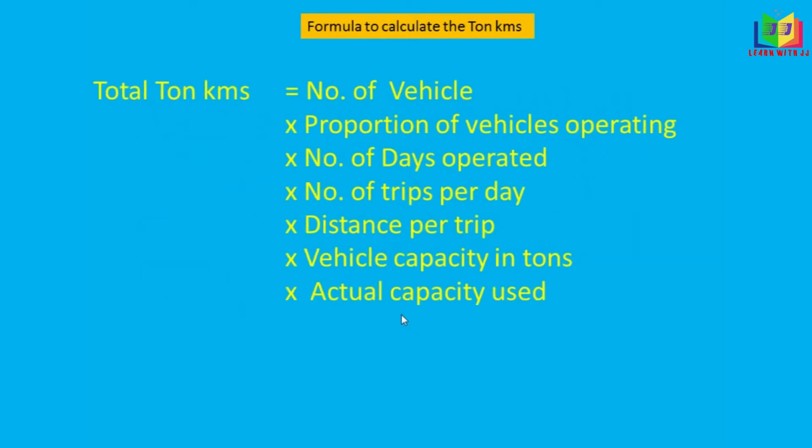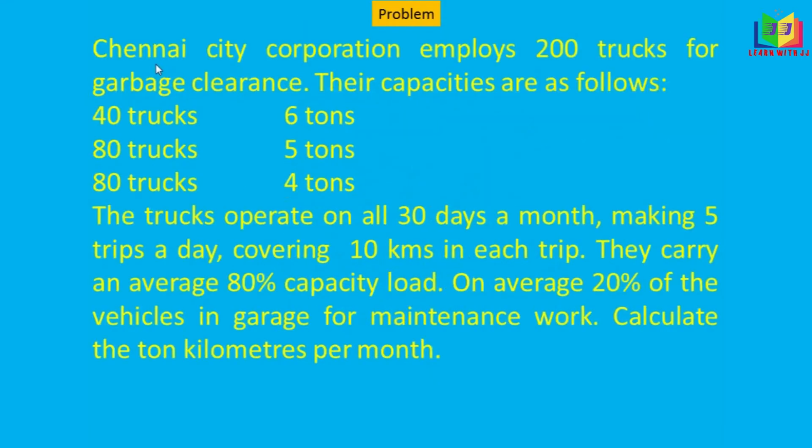And this is the formula to calculate the ton kilometers: number of vehicles into proportion of vehicles operating, into number of days operated, into number of trips per day, into distance per trip, into vehicle capacity in ton, into actual capacity used. Now we'll see one problem.